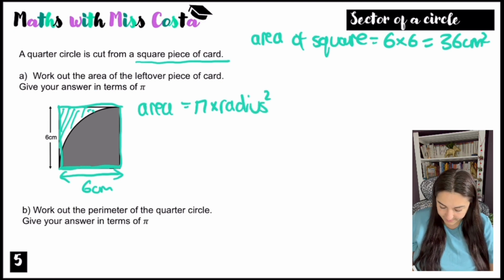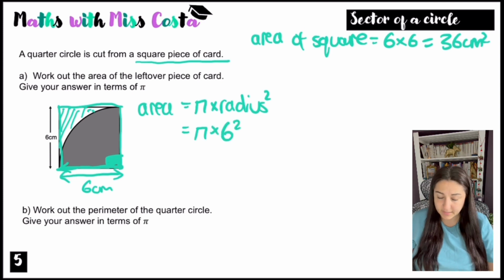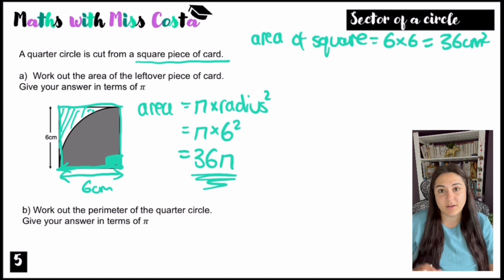Well, I know that this length here is 6, and I know it's a quarter of a circle, so therefore the radius must be 6 centimetres. So if this was a whole circle, I'd do pi times 6 squared, which would give me 36 pi. Now, remember, you want to leave your answer in terms of pi, so you don't need to multiply it by pi. You just leave it as 36 pi.